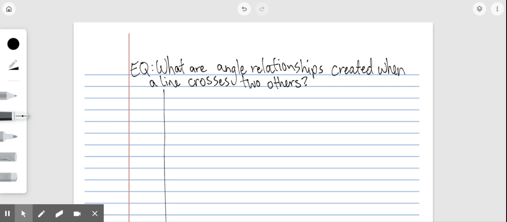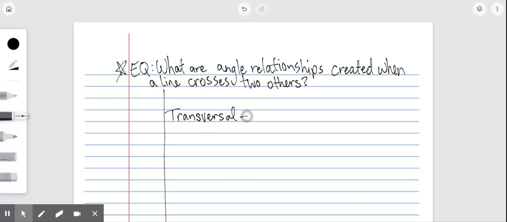All right, beautiful people. So today we're talking about what are some angle relationships created when a line crosses two others. So we're going to do a few vocabulary things, and then we're going to talk about what happens when this happens. So the first thing I'm going to do is I want to define what's called a transversal.